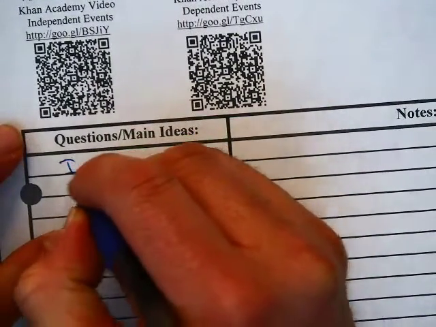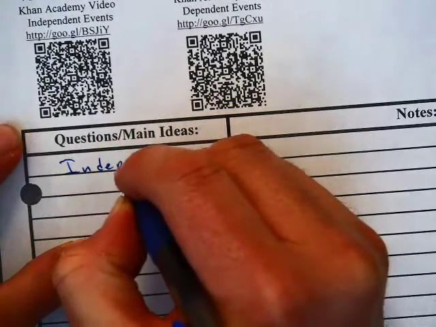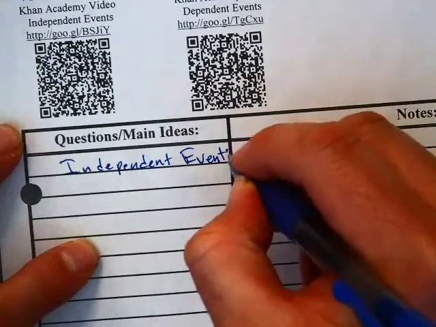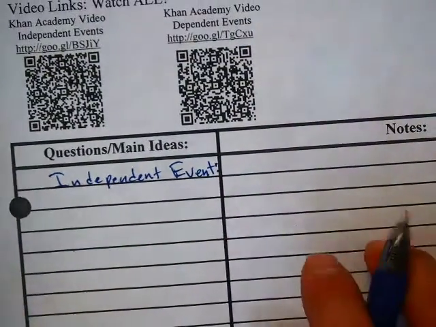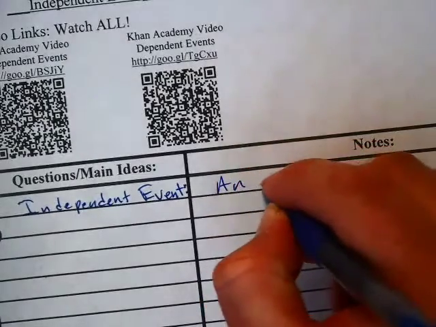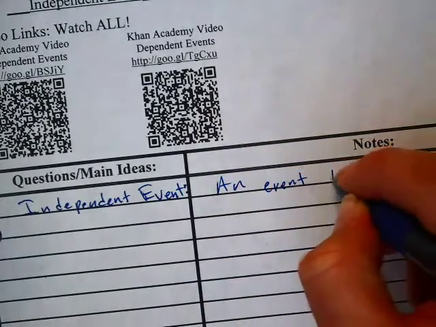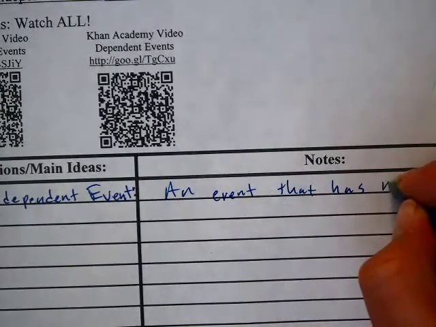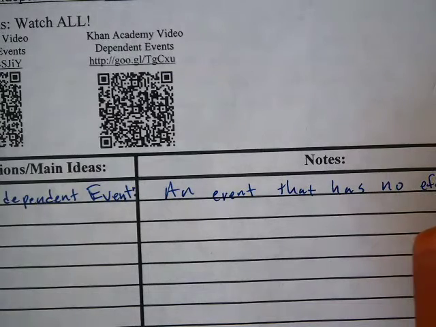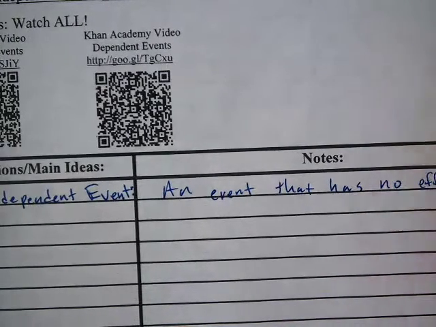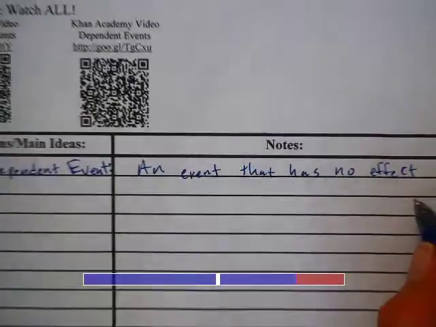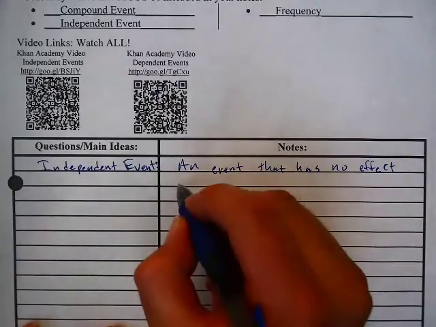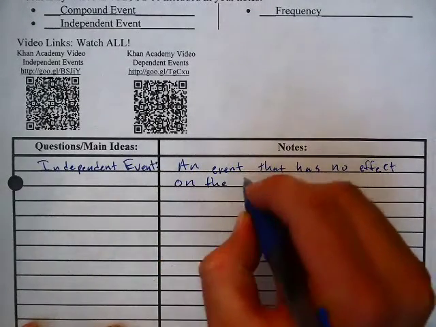An independent event is an event that has no effect on the next event. Let me zoom out a little bit so I don't have to keep moving this.